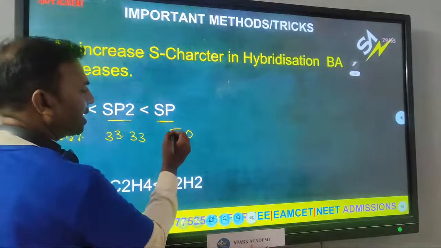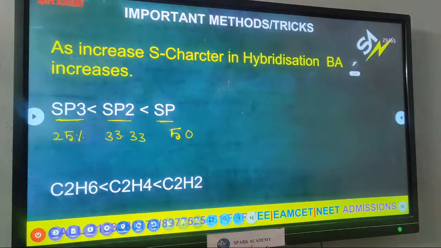Now observe, students, please. As the s character in hybridization increases, observe the s character values on this side. As the s character increases, the bond angle increases. So the bond angle is highest for the hybrid orbital sp.